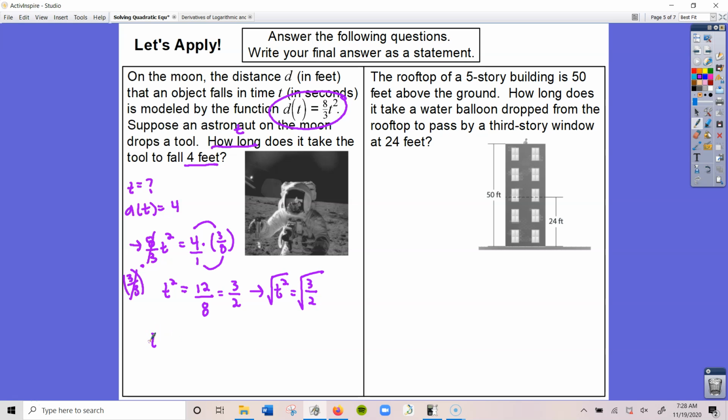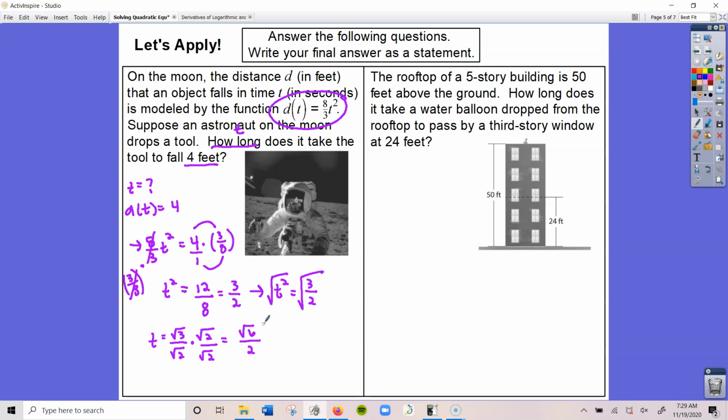Remember that I am solving for time here. So my answer is not going to be plus or minus because there's no such thing as negative time. We're just going to use the positive value. So what we have here is the square root of 3 divided by the square root of 2. Again, I cannot have a radical in the denominator, so I'm going to multiply square root of 2 over the square root of 2, which gives me the square root of 6 over the square root of 4, which is 2. So it takes the tool square root of 6 over 2 seconds to fall 4 feet.